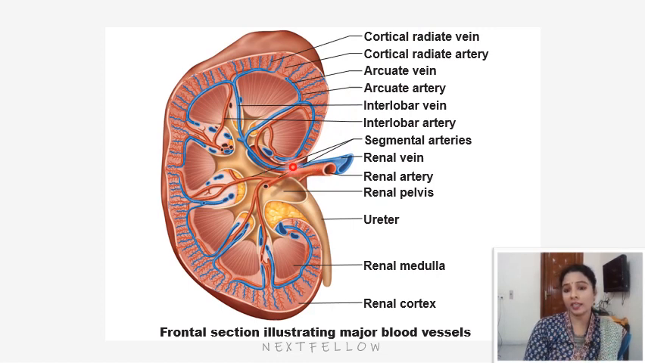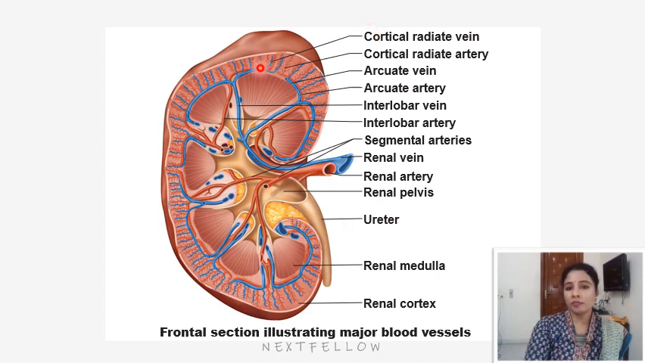At the entry of the hilum, each renal artery divides into 5 segmental arteries. First, it divides into anterior and posterior divisions. The anterior division branches into 4 anterior segmental arteries, whereas the posterior division continues to form one segmental artery, which is called the posterior segmental. So totally there are 5 segments in the kidney. The anterior division divides to form 4 segmental arteries. The posterior division continues to form the posterior segmental artery.